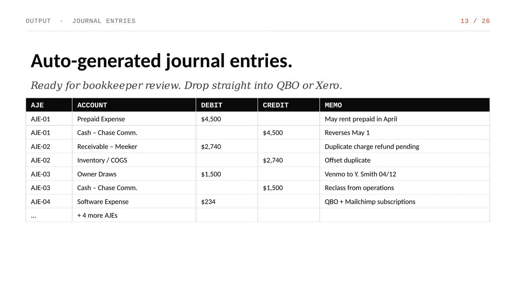The agent generated 12 journal entries from the statement. These are the adjusting entries you'd otherwise build manually: prepaid rent reclassification, the duplicate vendor receivable, owner draw reclassification, software expense aggregation. 12 entries all ready to drop into your software. The bookkeeper reviews and books them in 10 minutes instead of building them from scratch over an hour.